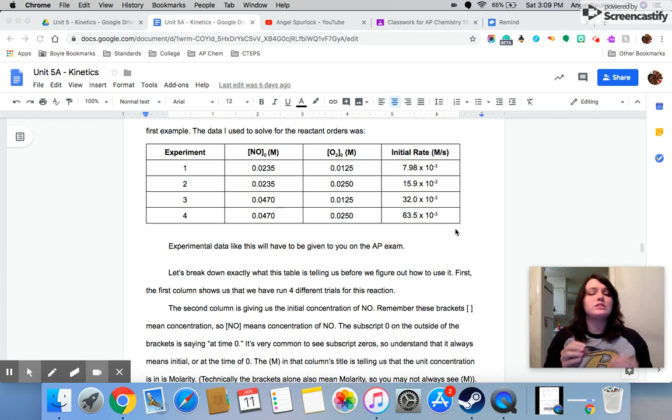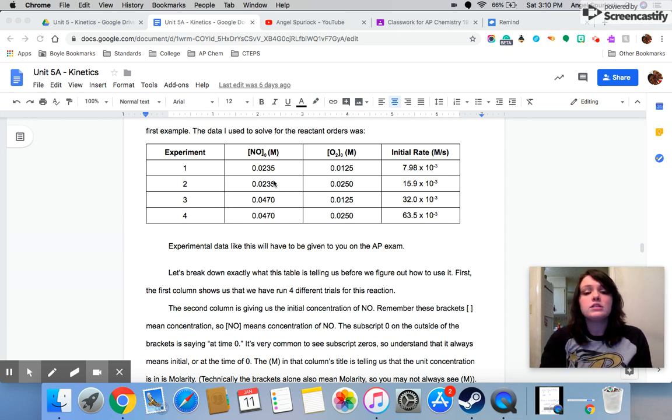Let's break down what the table is telling us before we figure out how to use it, because the fact is, if you can't read tables and graphs, you're going to have a really hard time on the AP exam, okay? So let's make sure we understand what the table is telling us. First, the first column is just saying that we've done 4 trials of the same reaction. I know they use the word experiment, but this is the same reaction we're talking about. So you can replace that word, if it messes with you, with the word trials. We've done 4 trials of this experiment.